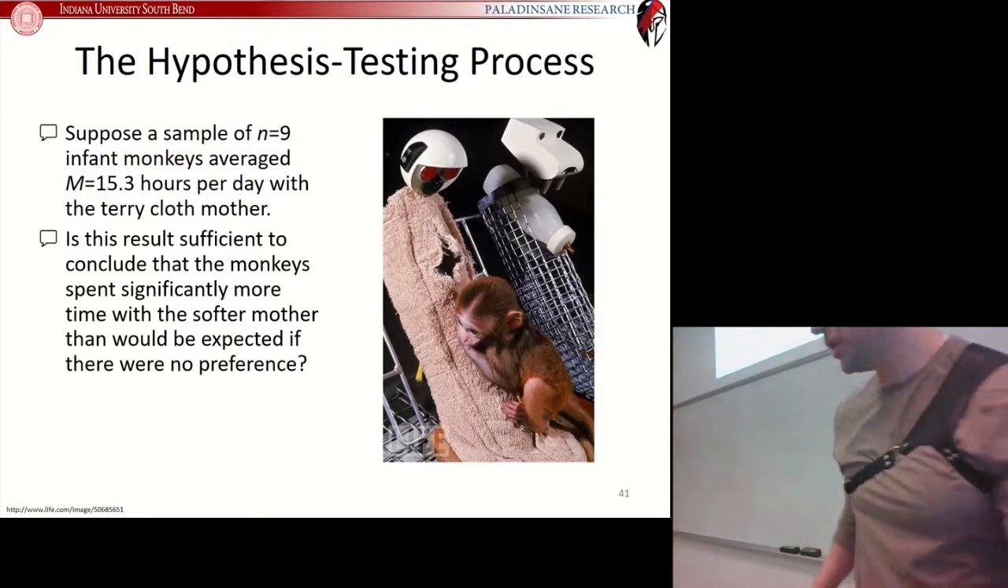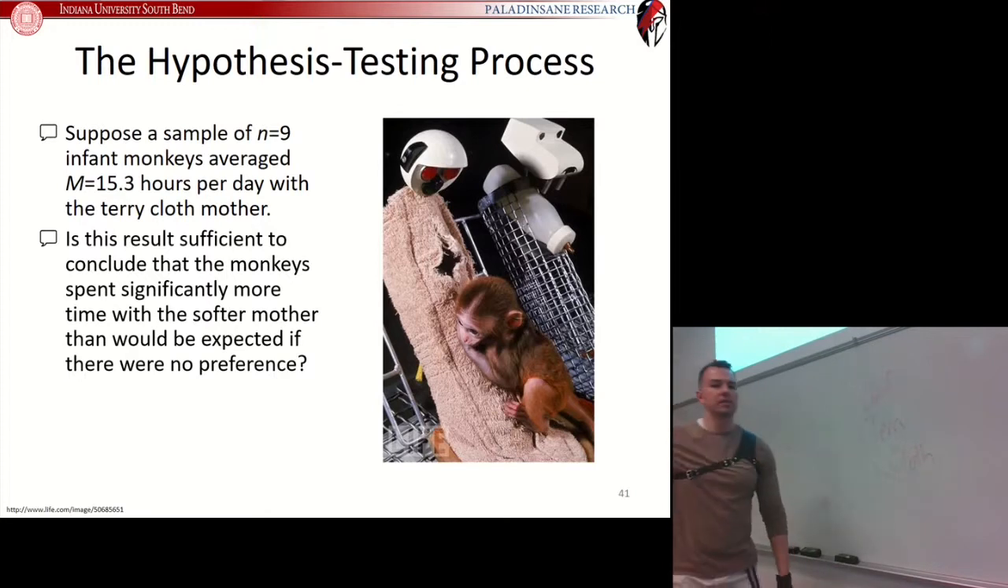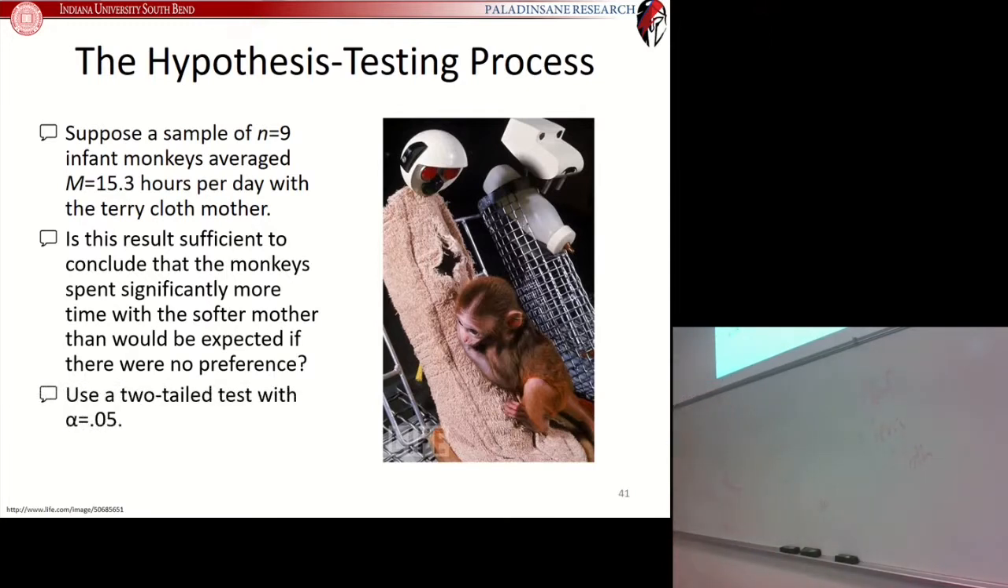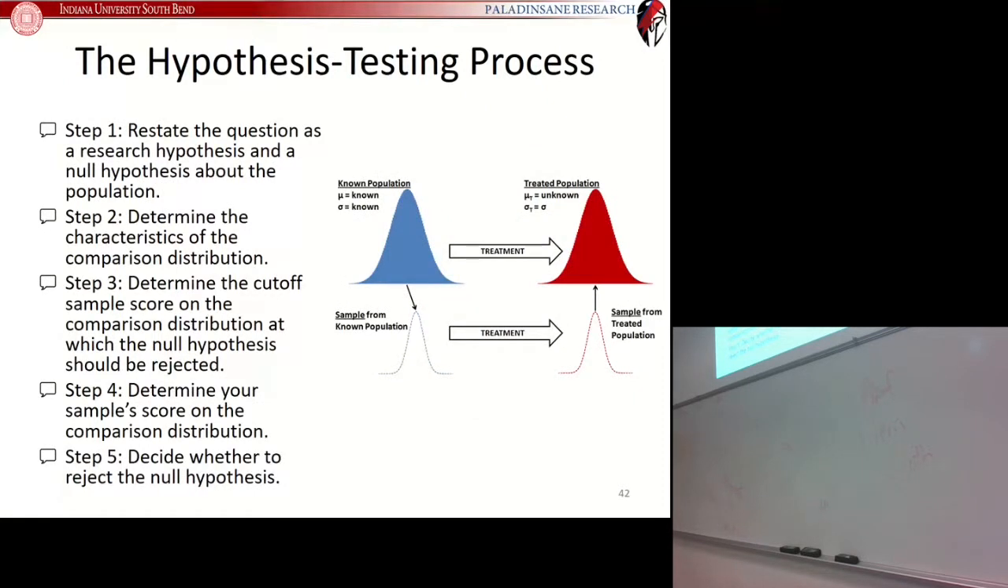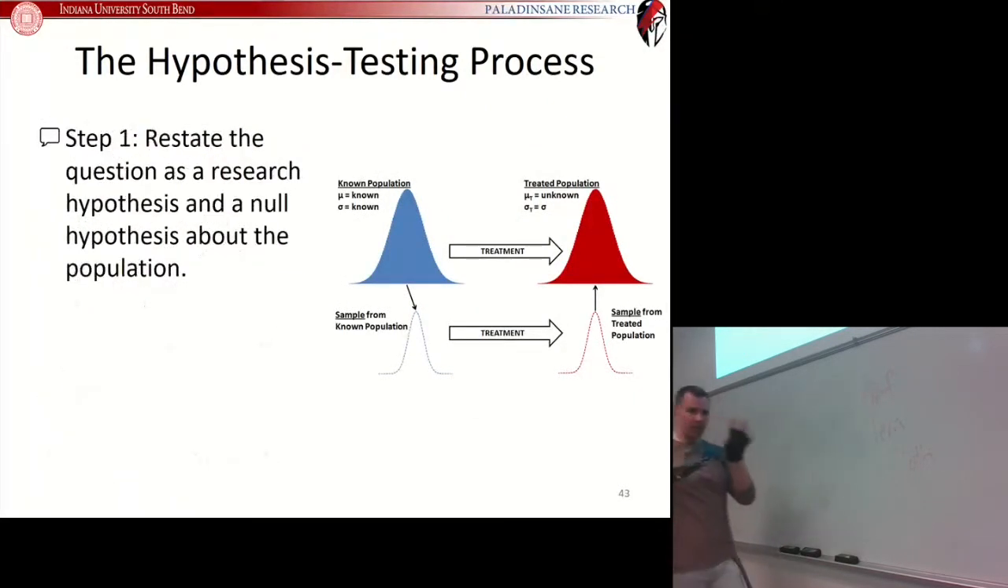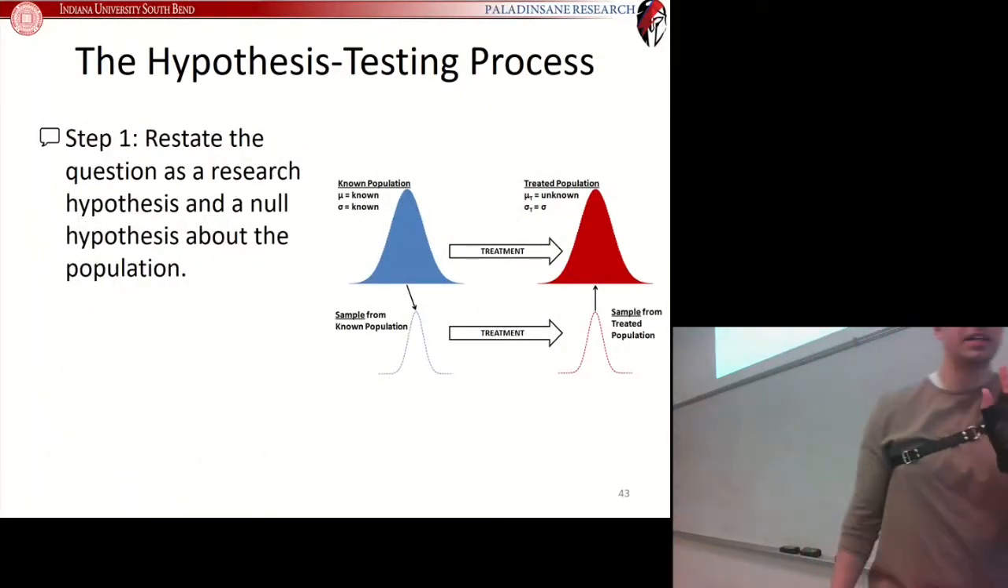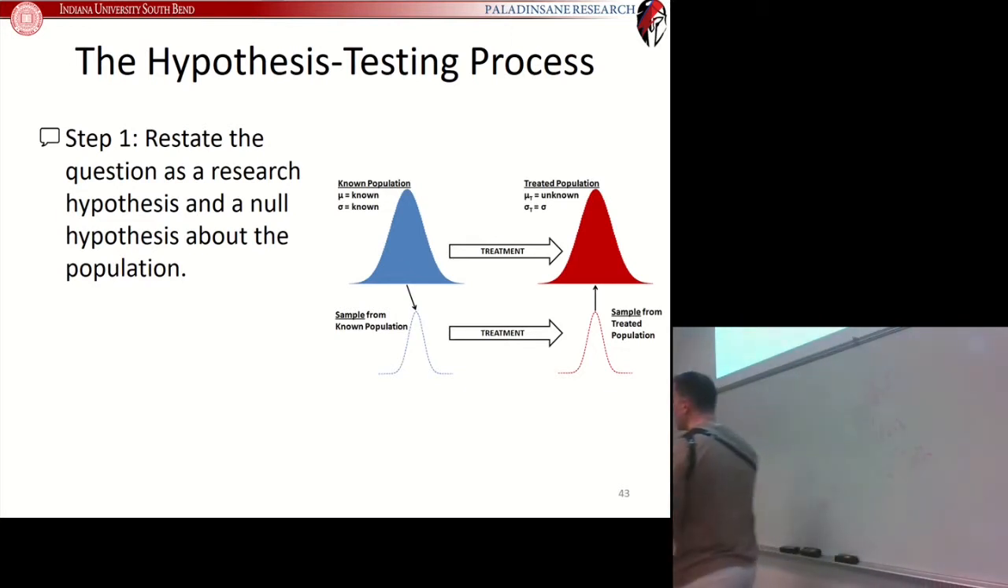We now turn to the hypothesis test. So the last piece of information we need, we're going to do a two-tailed test with an alpha of 0.05. We will explain two-tailed tests in the coming days, but for right now, we'll just take a look at the hypothesis testing procedure. All right, step number 1. Restate the question as a research hypothesis and a null hypothesis about the population.